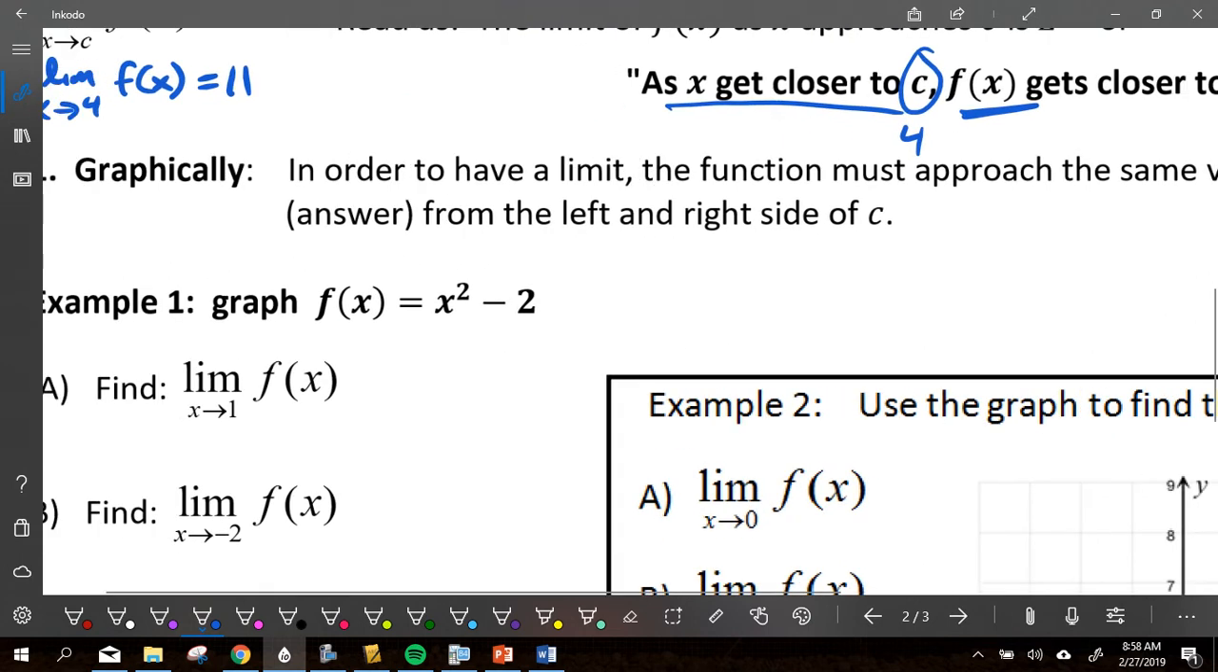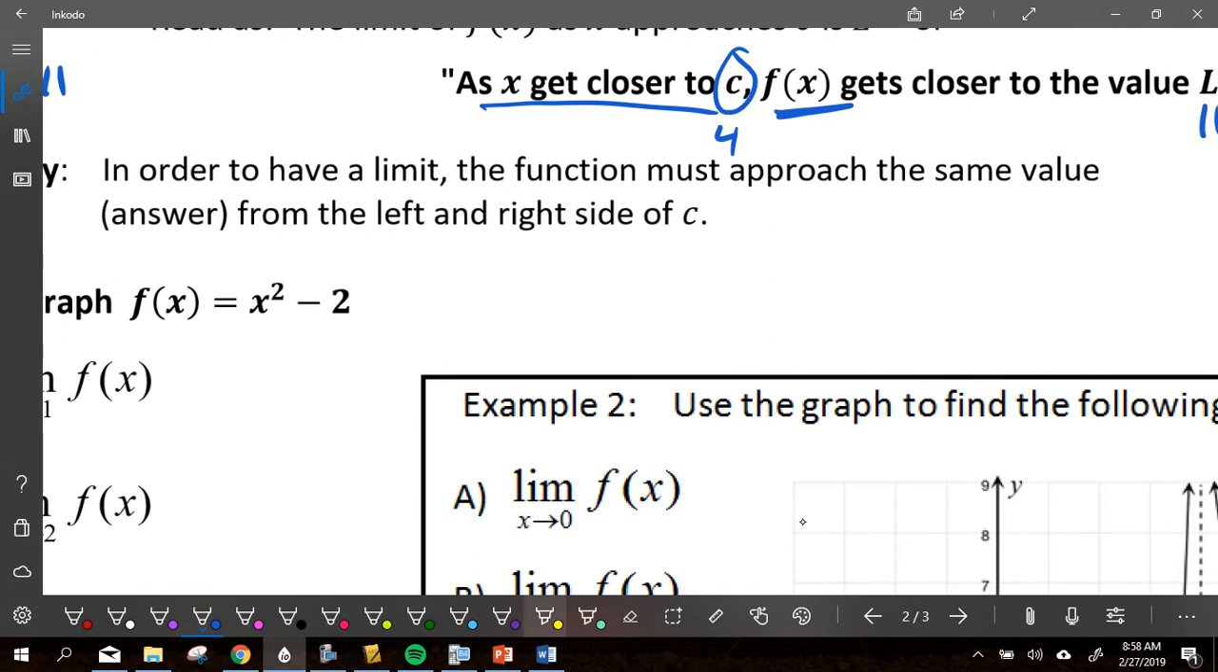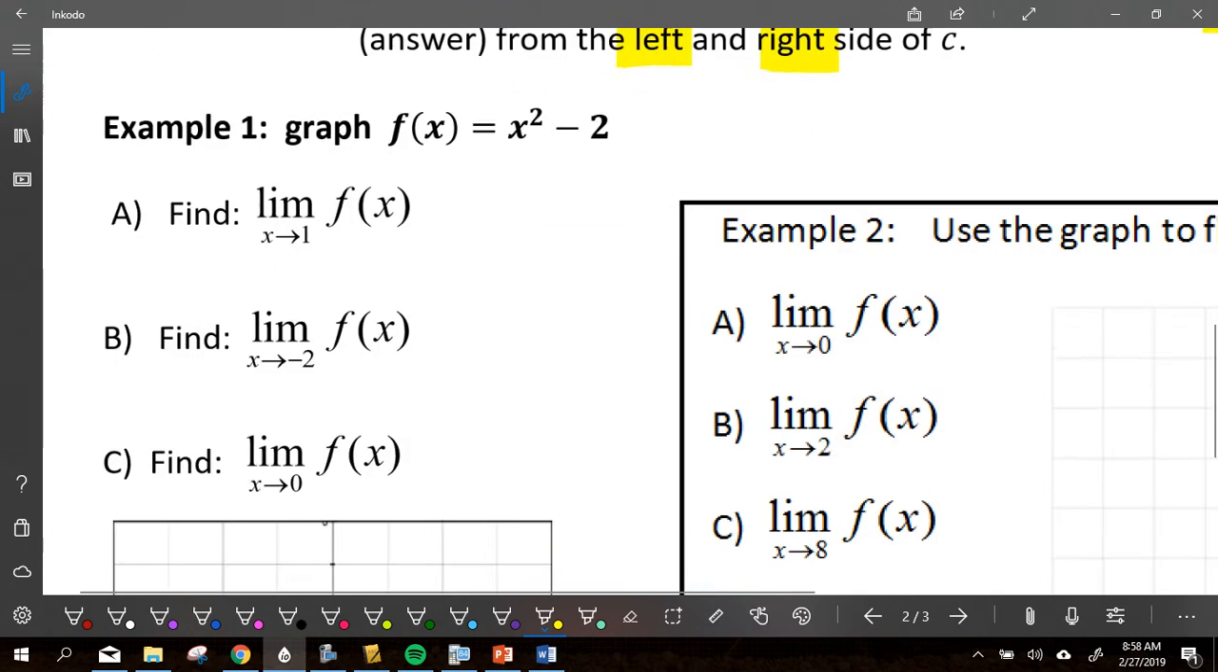This is important. In order for a limit to exist, the function must approach the same value from the left and the right-hand side. Left and right-hand side, in order to have a limit.